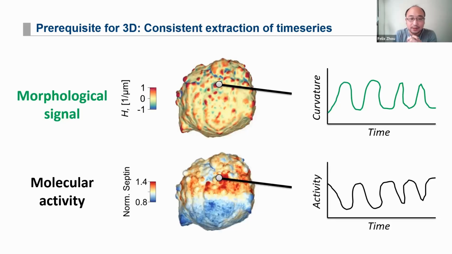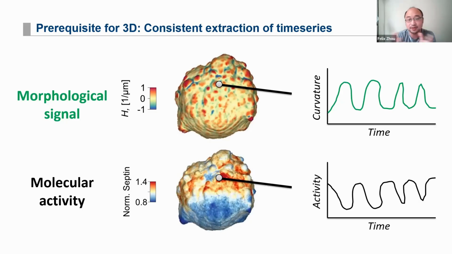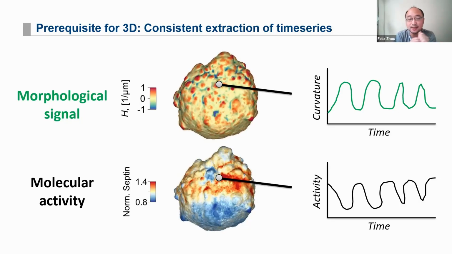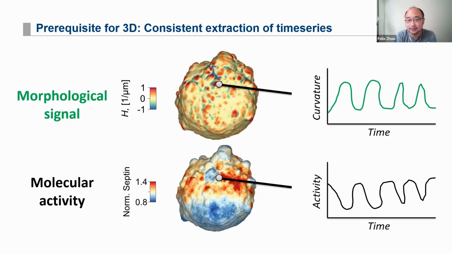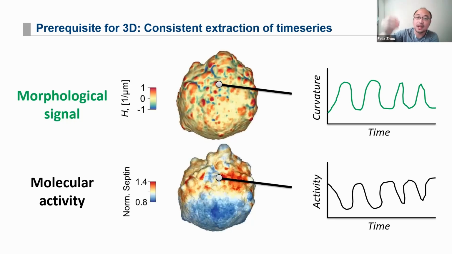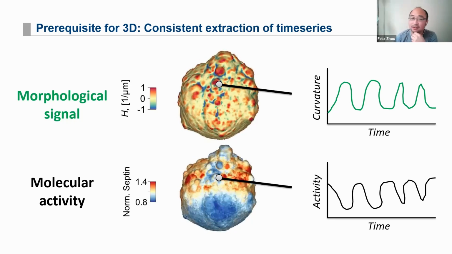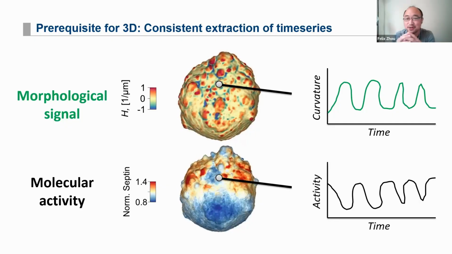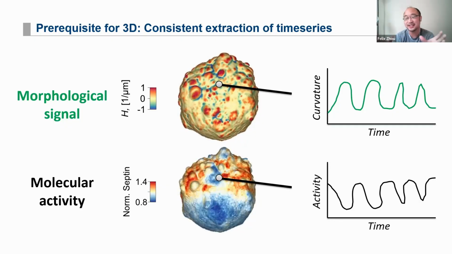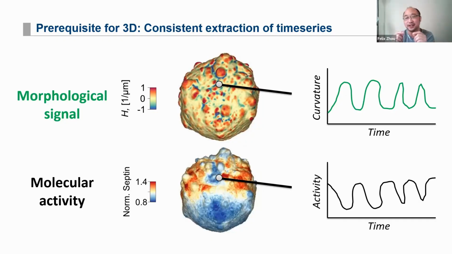Essentially, if we want to apply this in 3D, we need to simultaneously extract morphological signals, for example mean curvature, and a molecular activity signal together on the cell surface, as the protrusions move up and down. This task is much harder than 2D. In 2D, you effectively have a piece of string, and you can just divide it into little grids, and boom, you're done with the windowing.